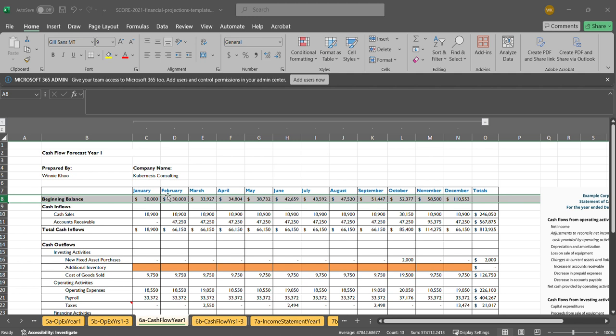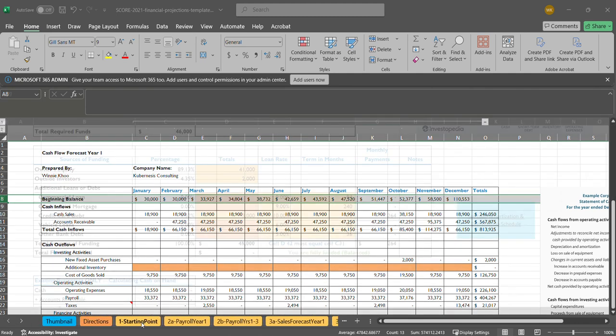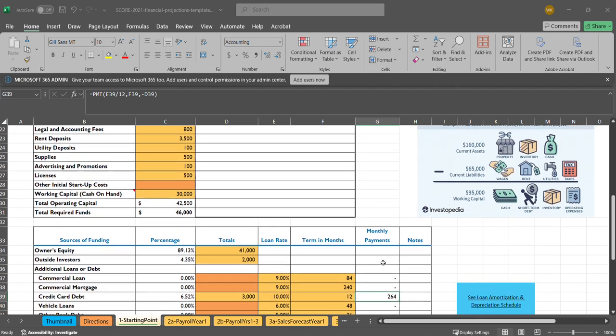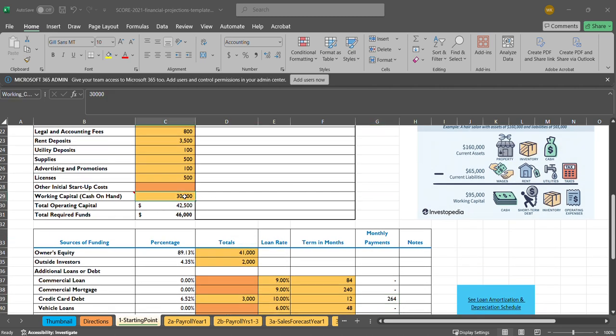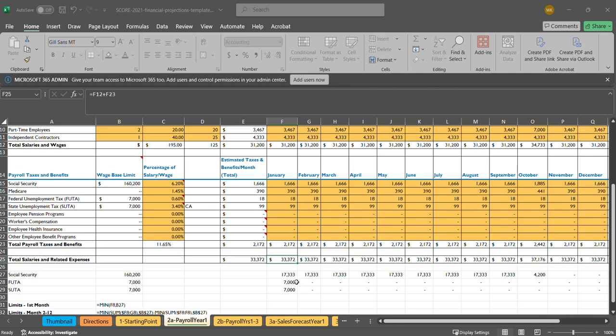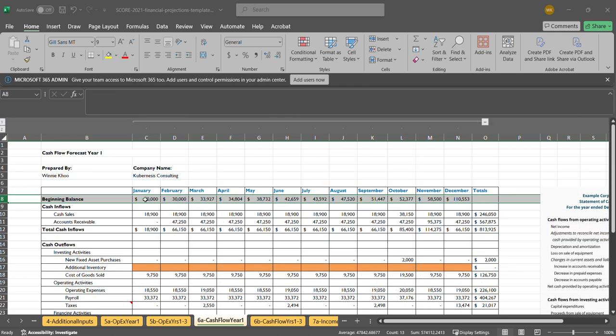For this business, this $30,000 essentially comes from the starting point and the working capital, which is here. So this is the amount of cash on hand that we're bringing into the business. And again, for me, I wanted that to cover roughly a month of payroll. It's about $30,000. So that kicks off the business. This is how much cash we have.